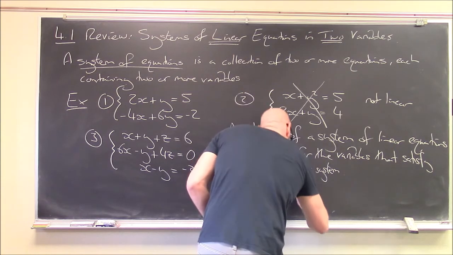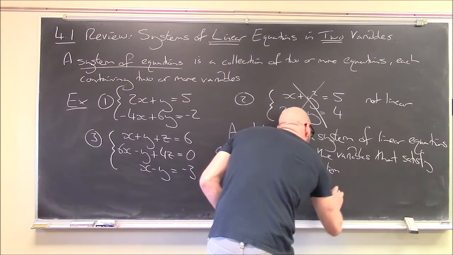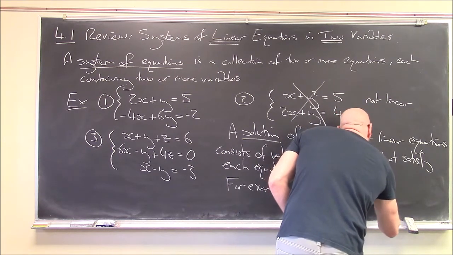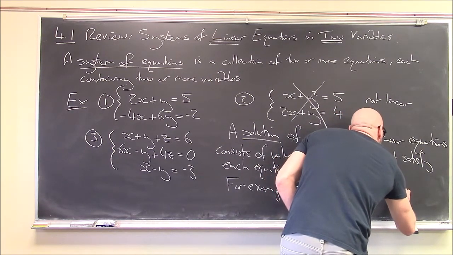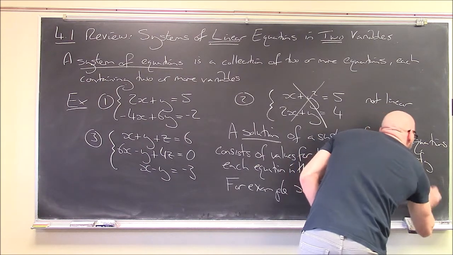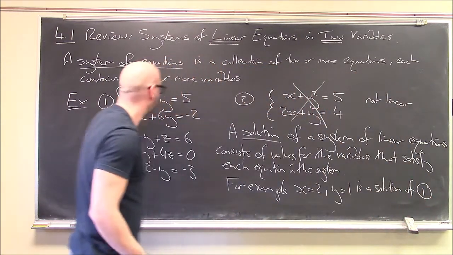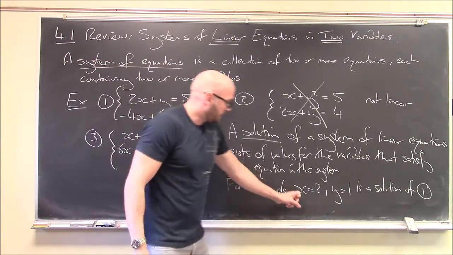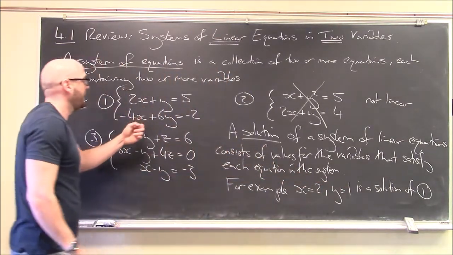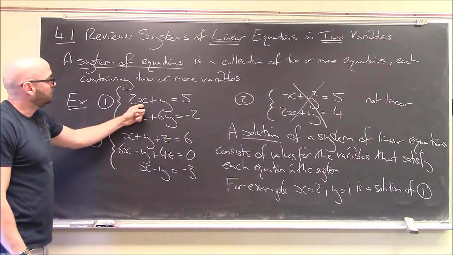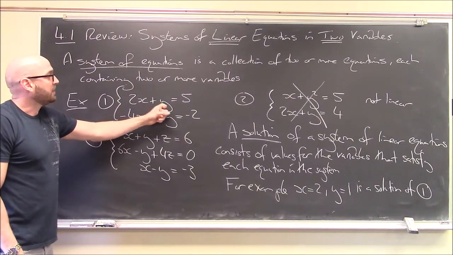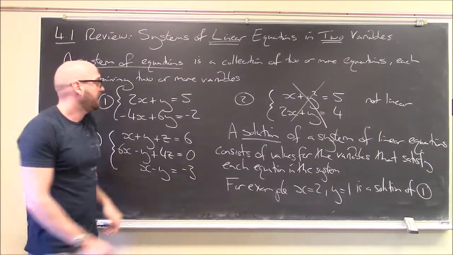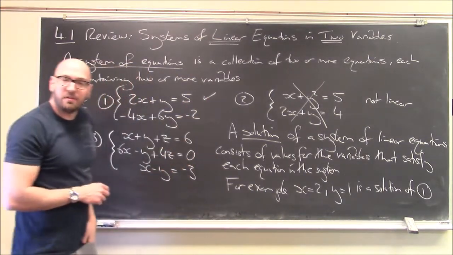Okay, so for example, I'm going to claim x equals 2 and y equals 1 is a solution for system number 1. So we'll go ahead and check this out. Let's try plugging in x equals 2 and y equals 1. We'll just do this mentally. If I plug in x equals 2, I've got 2 times 2 is 4, plus y equals 1, 4 plus 1 is 5, does equal 5. So great, it satisfies that equation.